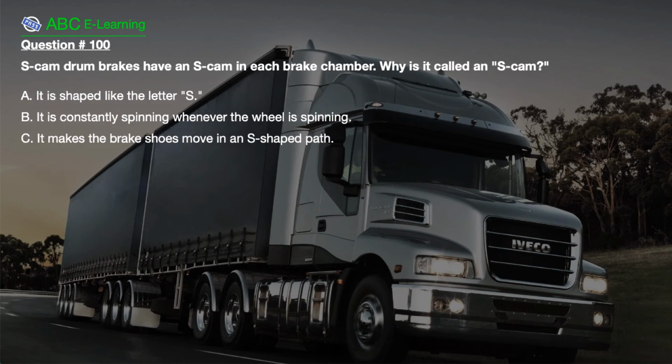Question number 100. S-cam drum brakes have an S-cam in each brake chamber. Why is it called an S-cam? A. It is shaped like the letter S. B. It is constantly spinning whenever the wheel is spinning. C. It makes the brake shoes move in an S-shaped path.